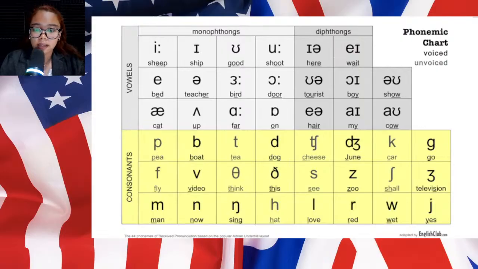Now, for this evening, we did a review of the vowel sounds, and we started with the consonant sounds, the top row of the consonant sounds. In the next session, we're going to finish with the rest of the consonant sounds in the IPA chart.